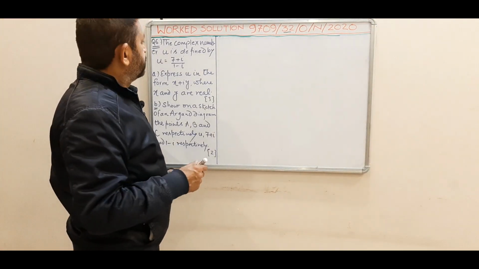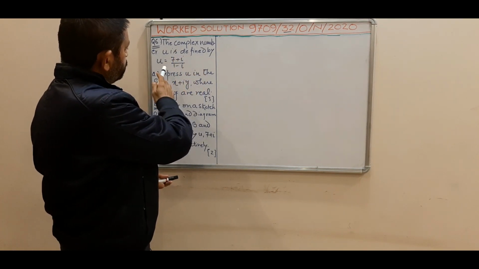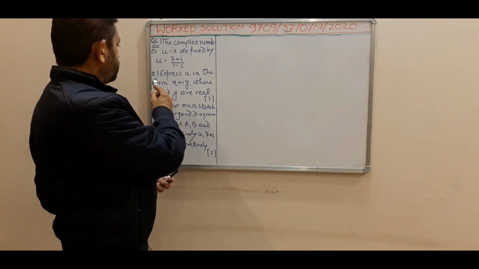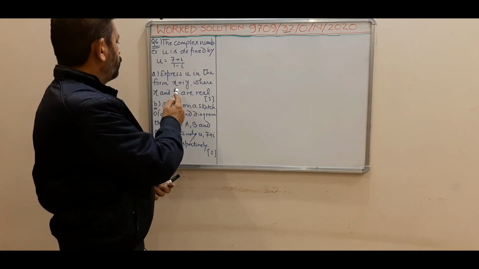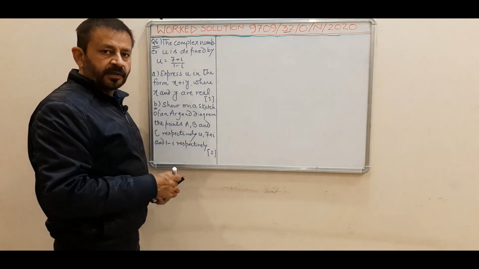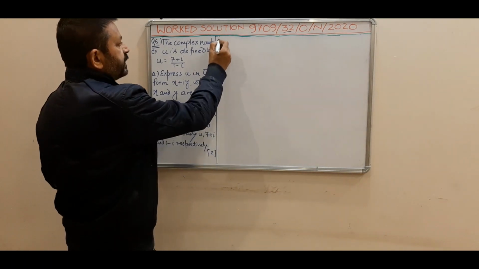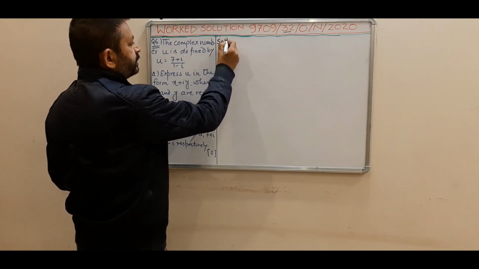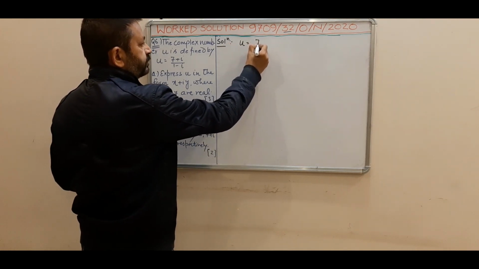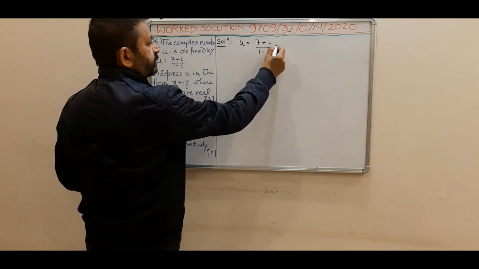Question number 6. The complex number u is defined by u equals 7 plus i upon 1 minus i. A part: express u in the form x plus iy, where x and y are real. This question carries 3 marks. So u is given as 7 plus i upon 1 minus i.